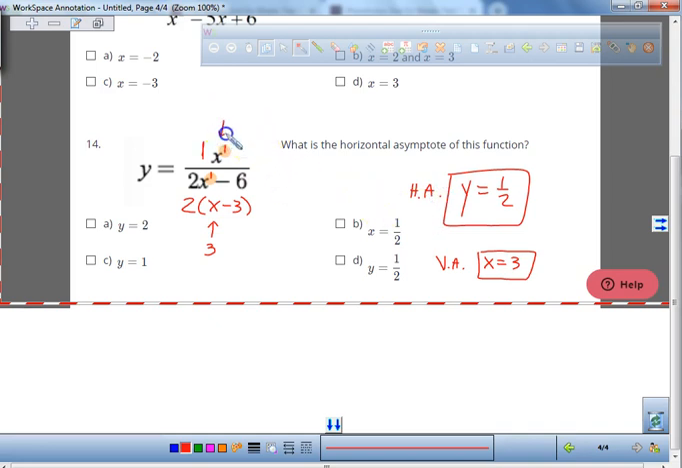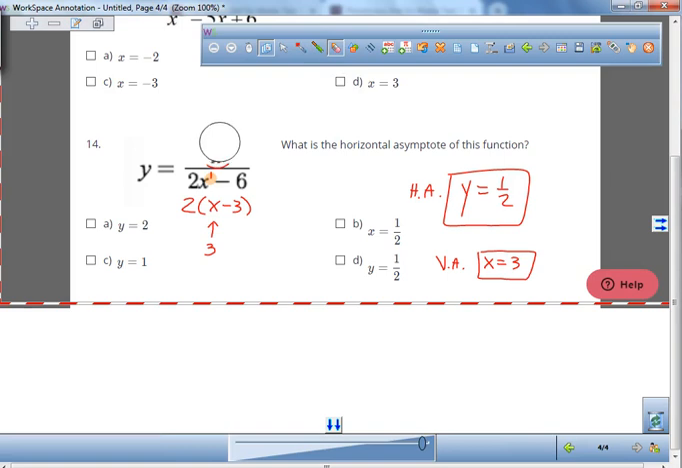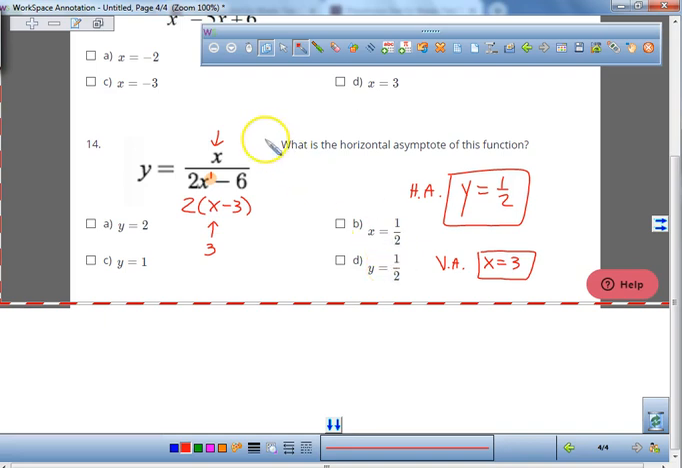What number could you plug into the numerator to make that equal to 0? What number goes right there? I'll erase everything right there. What number could you plug in there to make the numerator equal to 0? 0. So what does that mean? That means we have a 0 at x equals 0, which means we have an x-intercept at 0. That's what that means. Okay? So these are the things you would need to be able to find.